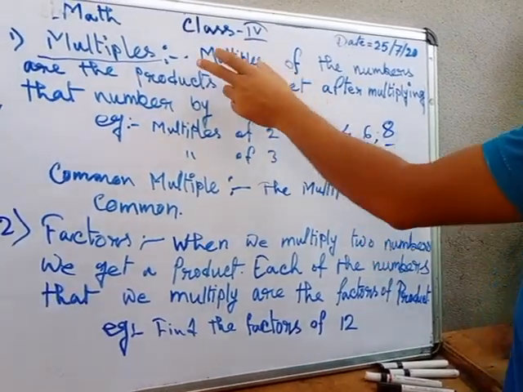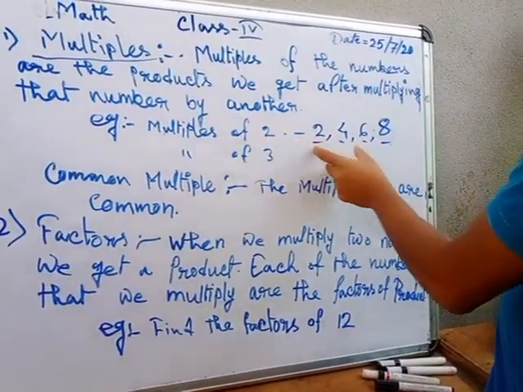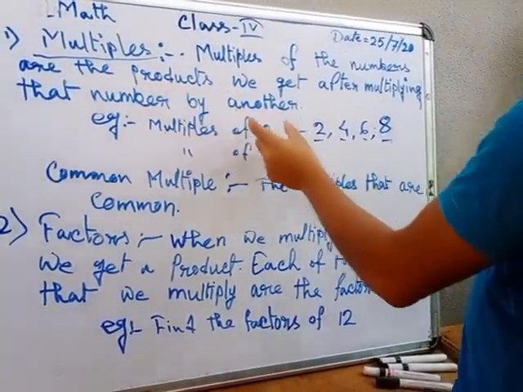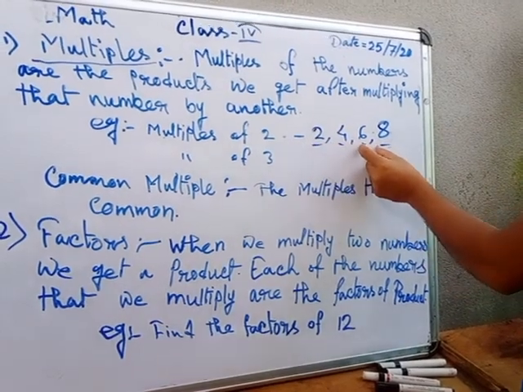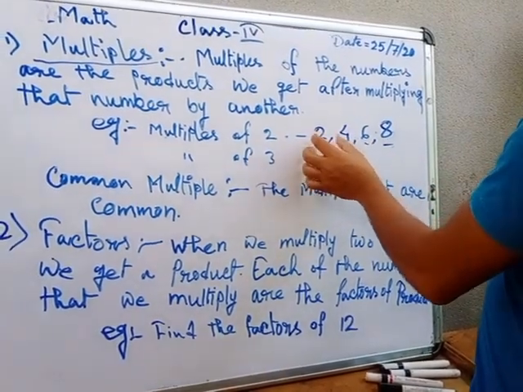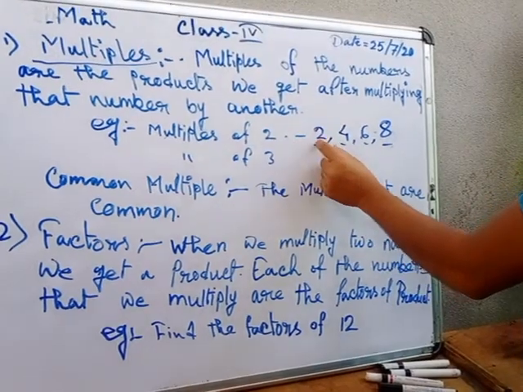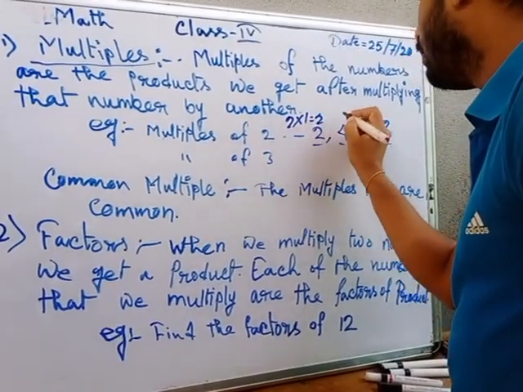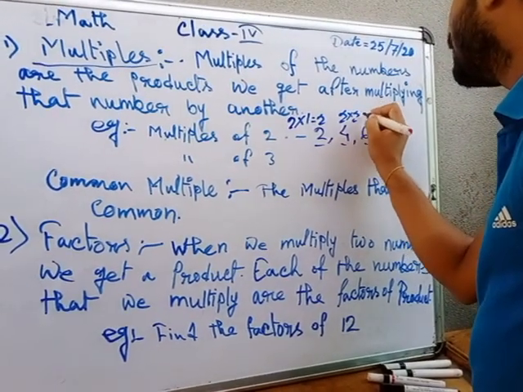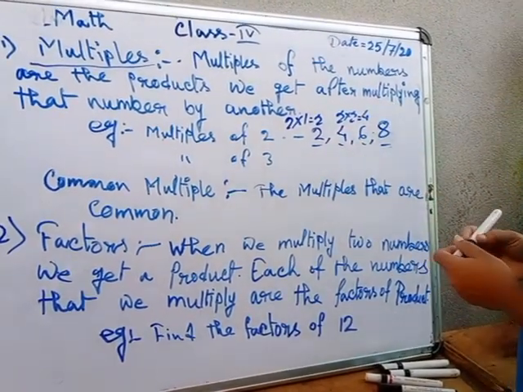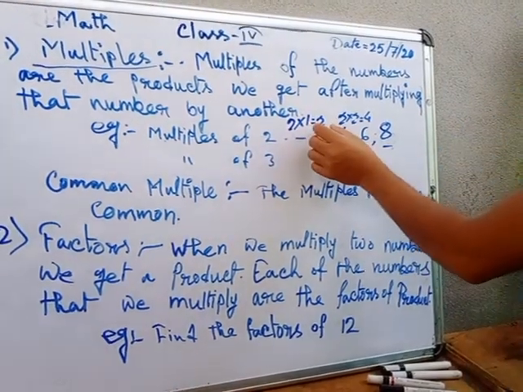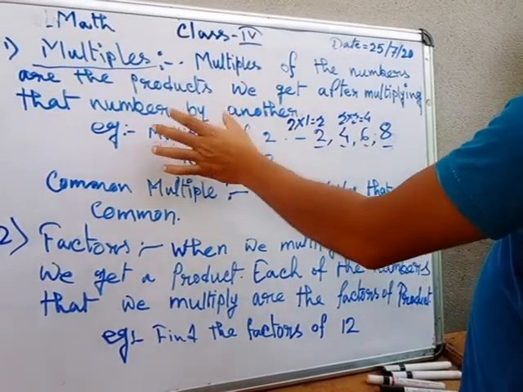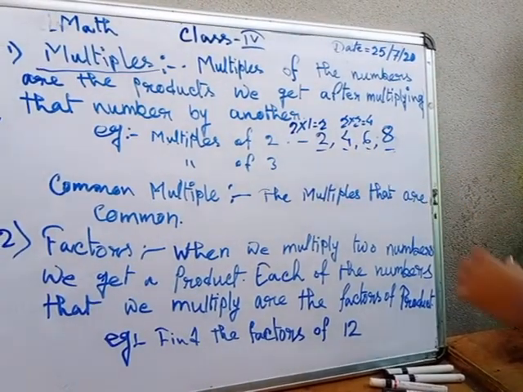The multiples of 2 are the products we get after multiplying. If we multiply 2 with 1, it will be 2. If we multiply 2 with 2, it will be 4. That means we get the multiples after multiplying a number by another number, and these are called the multiples.